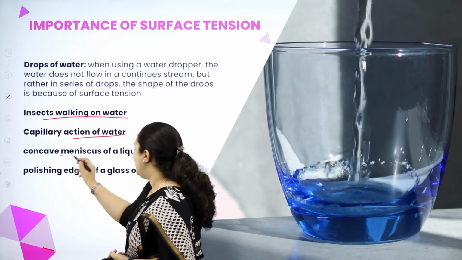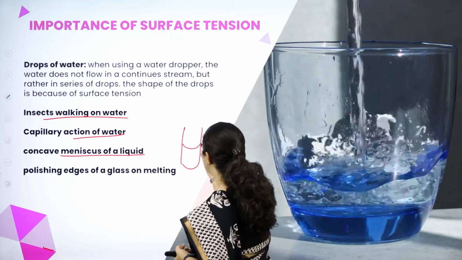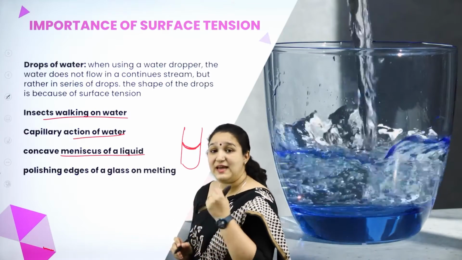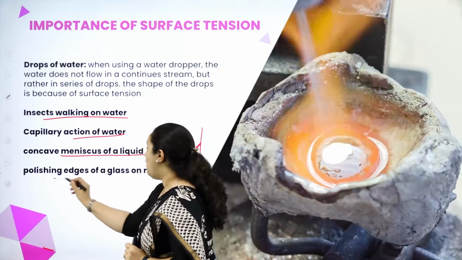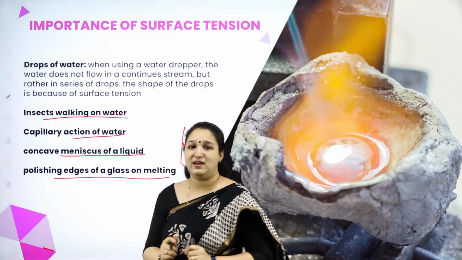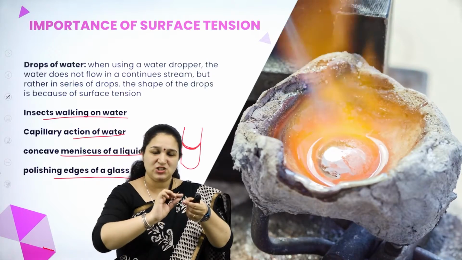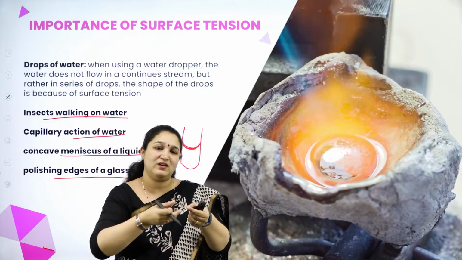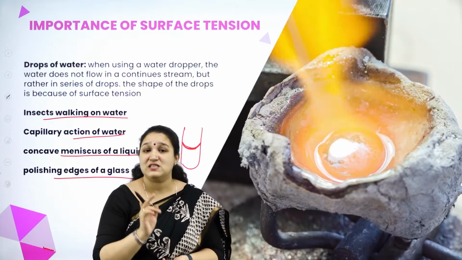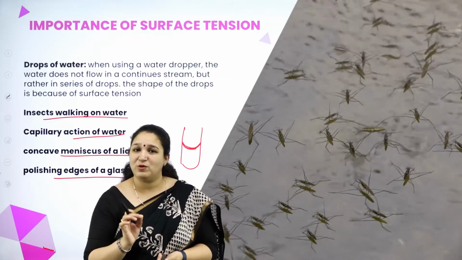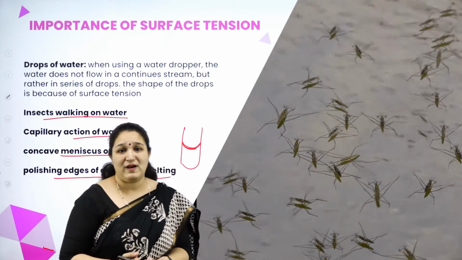Next is the concave meniscus of a liquid. If you take a liquid in a beaker or in a test tube, have you all seen it has a concave meniscus? That is also because of surface tension. Next, polishing the edge of glass on melting. Have you all seen glass melting? When glass melts, you can see the edge is always rounded like this. It does not have a different shape. It has a nice polished edge. That is also because of surface tension. So these are some of the ways we can see the importance of surface tension in our daily life.